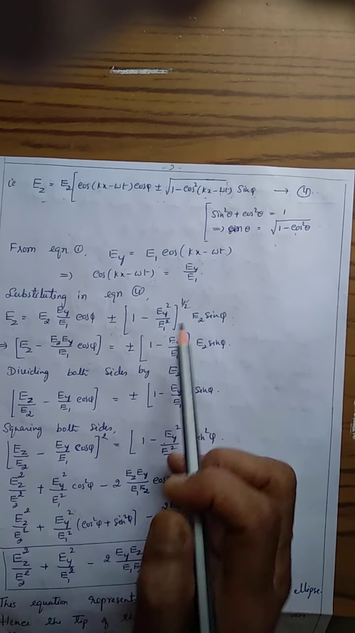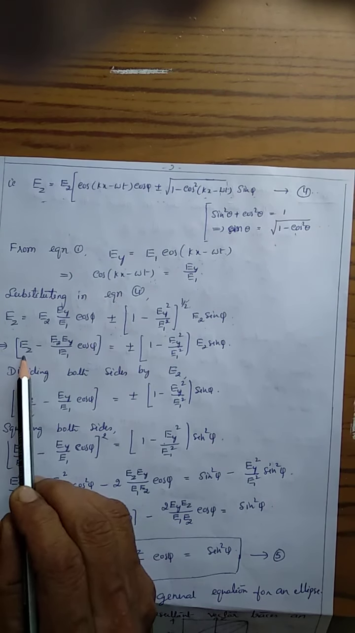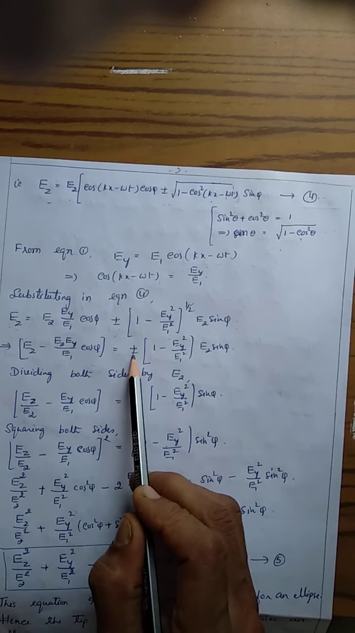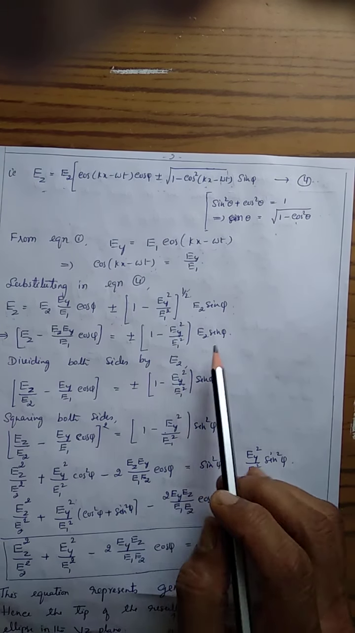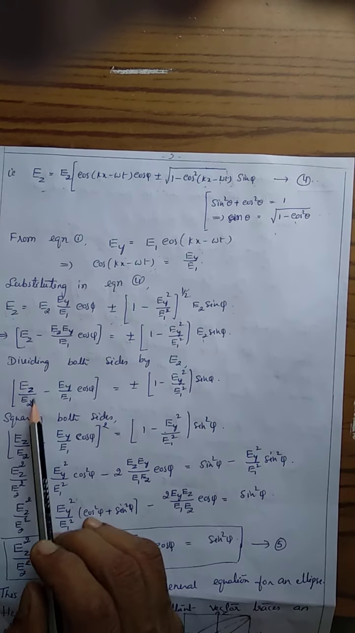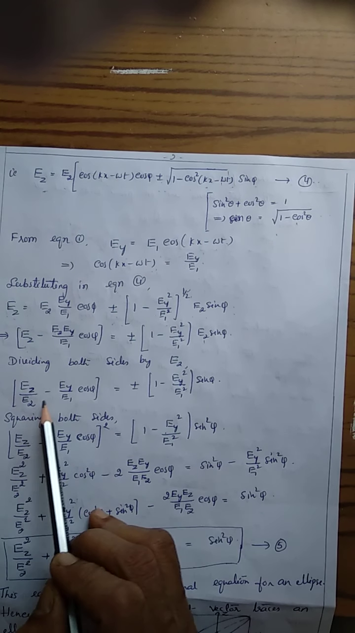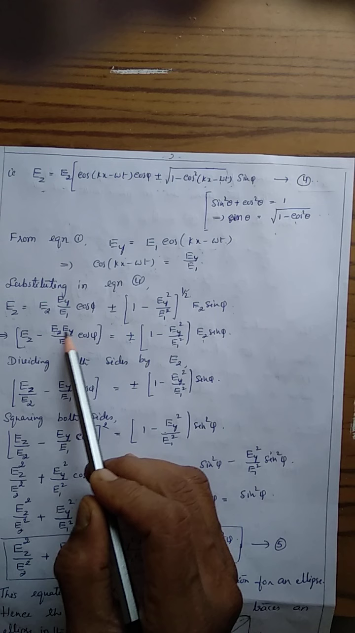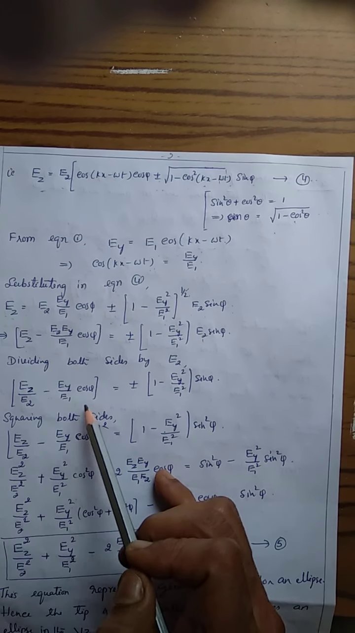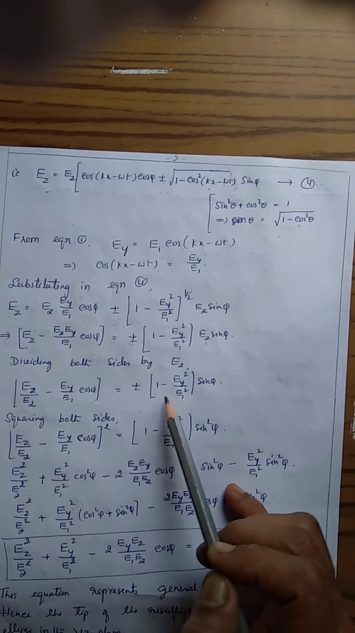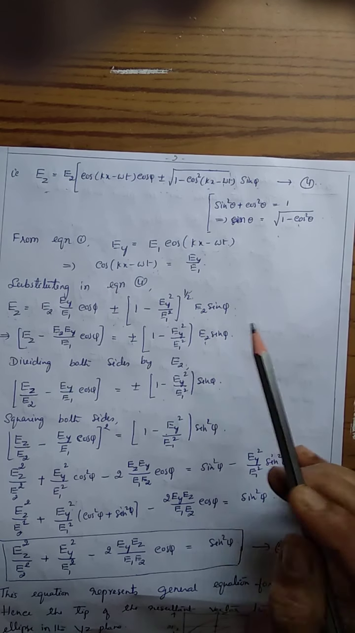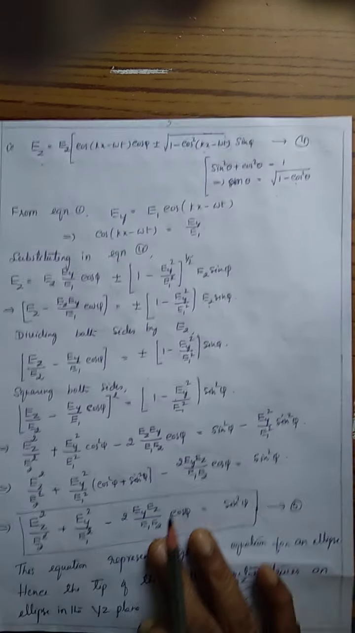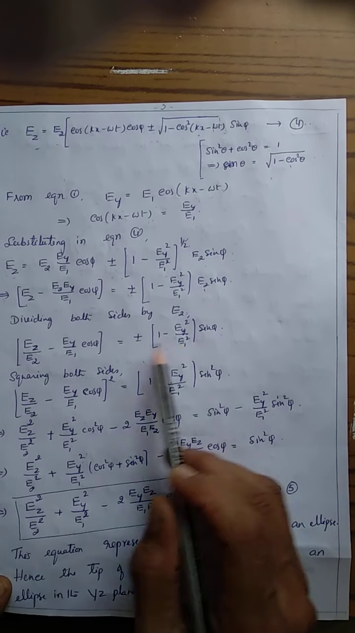Now take this term to the left hand side. Ez minus this term becomes plus or minus the right hand side. Now divide both sides by E2. So on the left hand side we get Ez by E2 minus Ey by E1 cos phi, equal to plus or minus the same root term, then sin phi. E2 gets cancelled. Now square both sides.